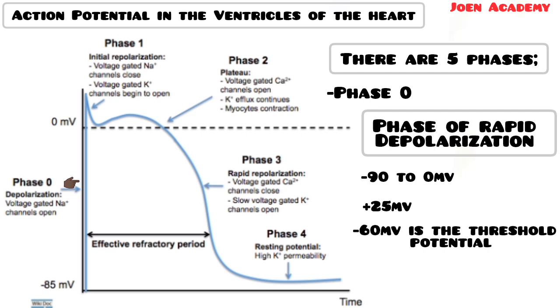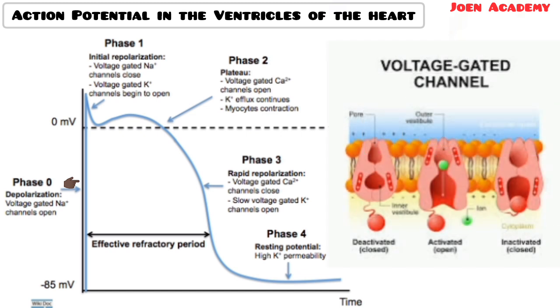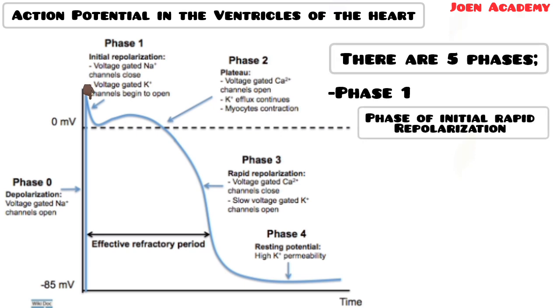This potential at which the gate opens is known as the threshold potential. We should be conversant with voltage gating. What voltage gating means is that the gates, which are ion channels, open or close depending on the voltage across the membrane. Phase 1 is also known as the phase of initial rapid repolarization.